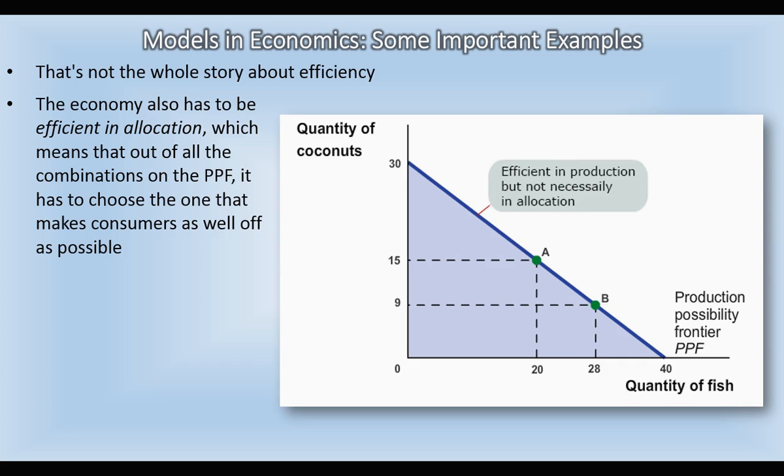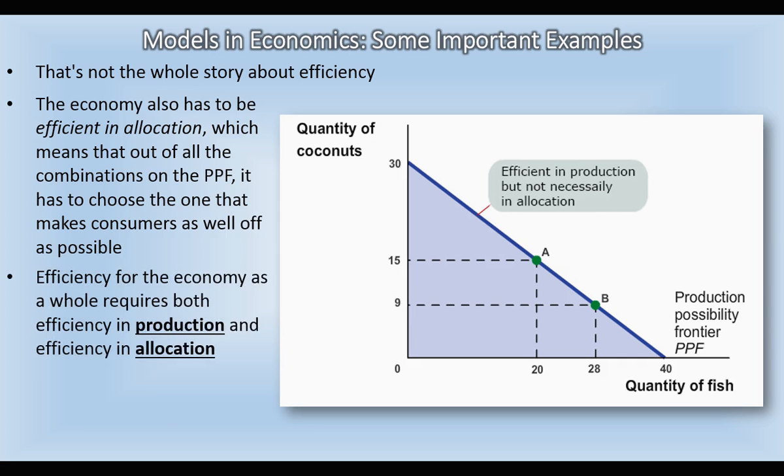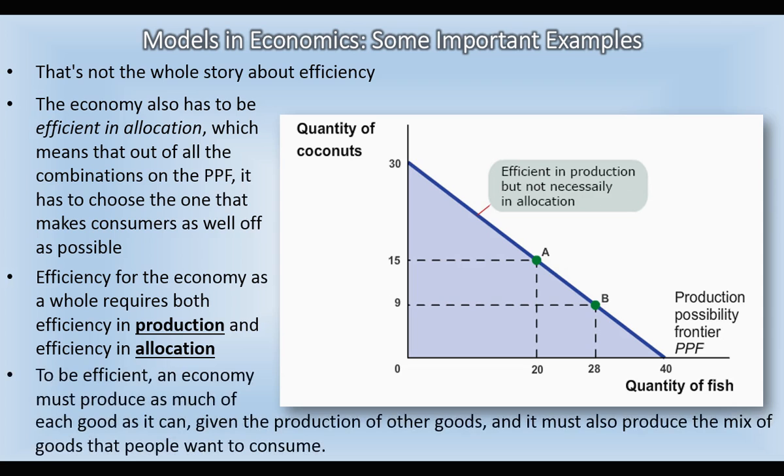People have preferences. Do they want coconuts? Do they want fish? How much of each do they want? So efficiency overall for the economy as a whole requires both efficiency in production and efficiency in allocation. But within the production possibility frontier, as it stands, we're only talking about efficiency in production. We're not talking about who's getting the goods and which combination people prefer the most. We're not talking about that yet.